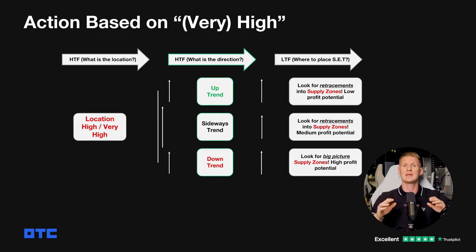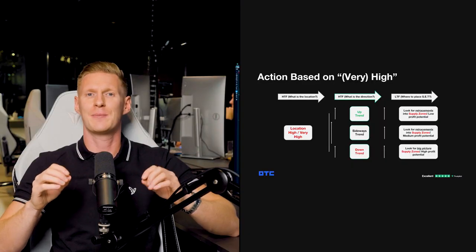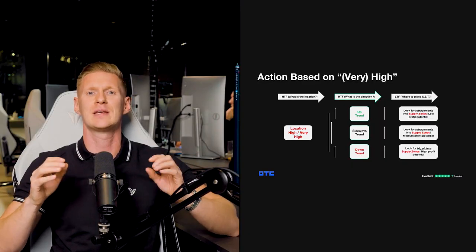If the HTF is in a sideways trend, the profit potential improves slightly to medium, as a sideways trend allows for both buying and selling opportunities, but it's still only moderate compared to trading with the trend. Now, if the HTF is in a downtrend and our supply zone is positioned high or very high, this is where we see the highest profit potential, as we are trading with the dominant trend in the ideal location for a sell setup.